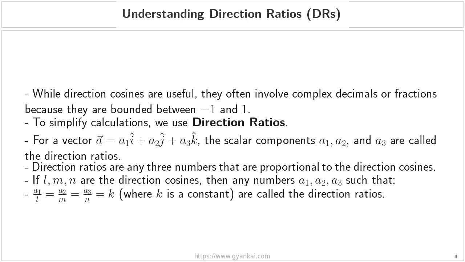To put this mathematically, if we let L, M, and N represent our direction cosines, then any set of numbers a sub 1, a sub 2, and a sub 3 will serve as direction ratios as long as the ratio of a sub 1 over L equals a sub 2 over M, which equals a sub 3 over N, all being equal to some constant. Let's call it K. In the next slide, we are going to see exactly how we use this proportional relationship to bridge the gap between these ratios and the cosines.